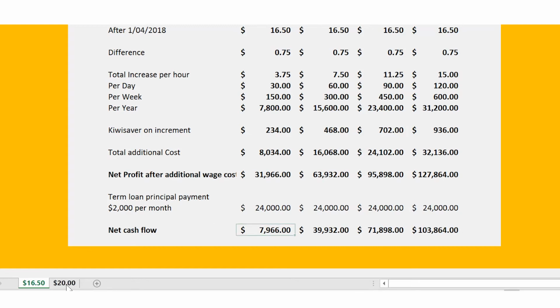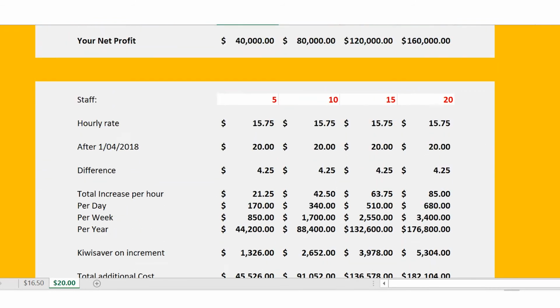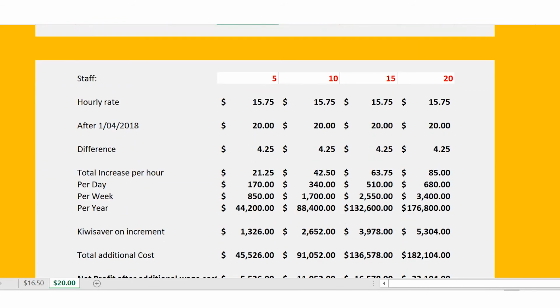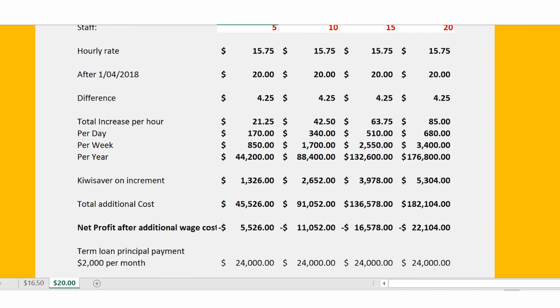The other tab explains how it's going to be at $20. So if we look at the same scenario, you see how different it's going to be. The same scenario, exact same turnover, same percentage, same number of staff. And suddenly your total additional cost is going to be $45,526, which is more than your net profit in this scenario that we're talking about.